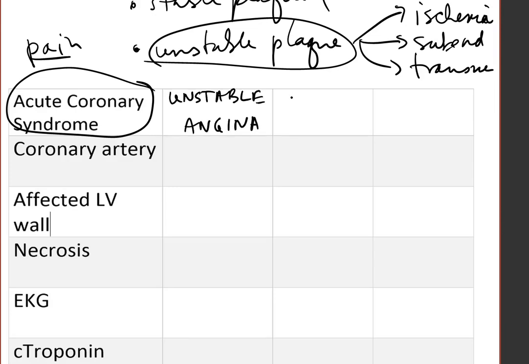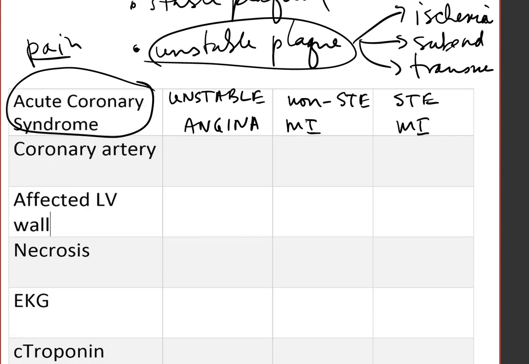Subendocardial, or by EKG, a non-ST elevation myocardial infarct. Or it can be transmural and have an ST elevation myocardial infarct, often referred to as STEMI. As we compare these three possible patterns of the unstable plaque, we can make a nice table to allow us to visualize each of them differently.